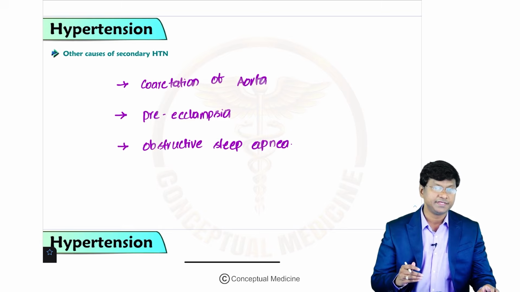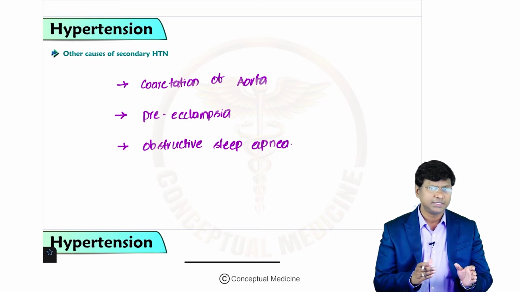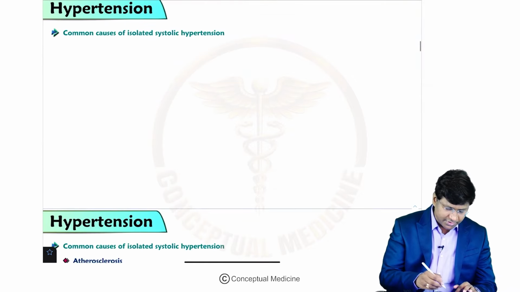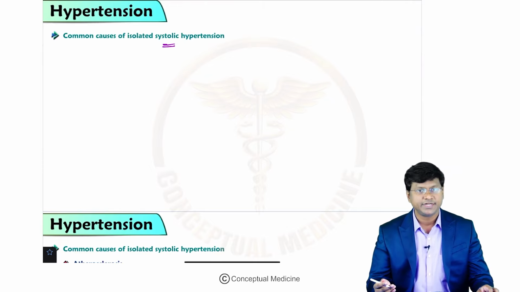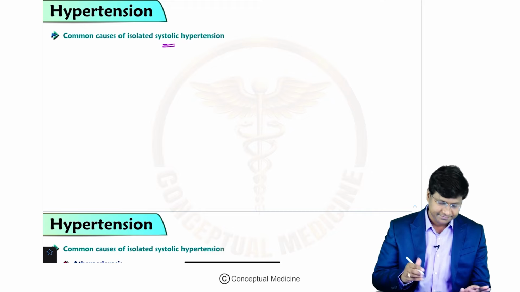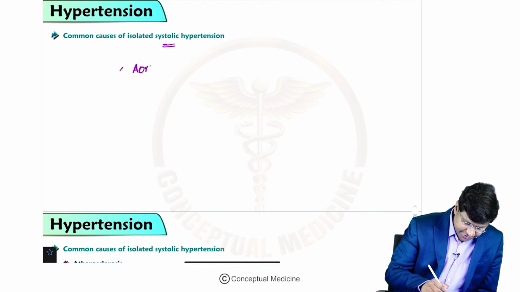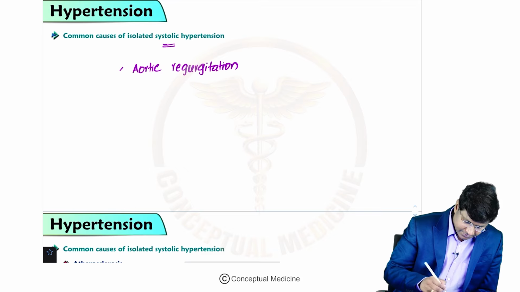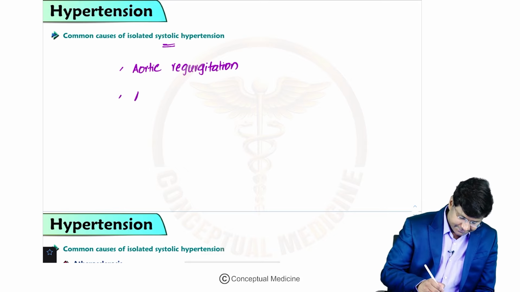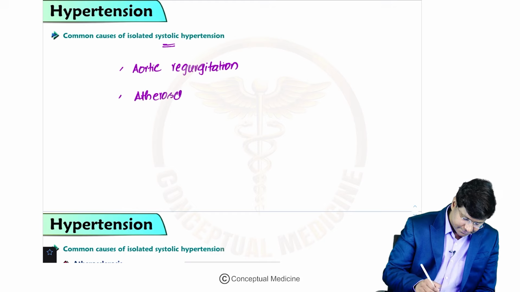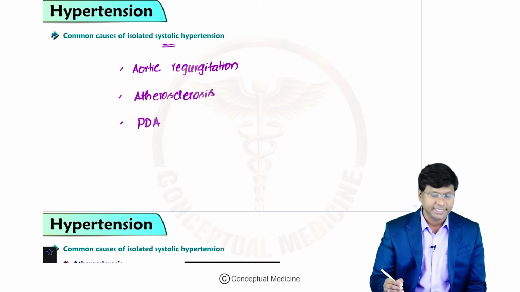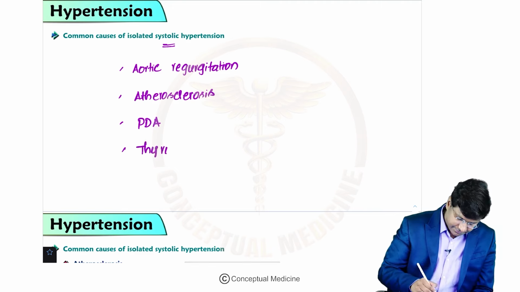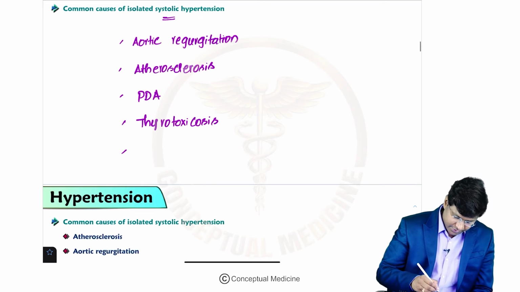Now, after having discussed the various secondary causes for hypertension, let me tell you what are the common causes of isolated systolic hypertension. See, isolated systolic hypertension means only the systolic blood pressure is elevated, and that is seen in patients with aortic regurgitation, then followed by atherosclerosis, then patent ductus arteriosus will cause isolated systolic hypertension. Next, thyrotoxicosis will cause isolated systolic hypertension, then coarctation of aorta.